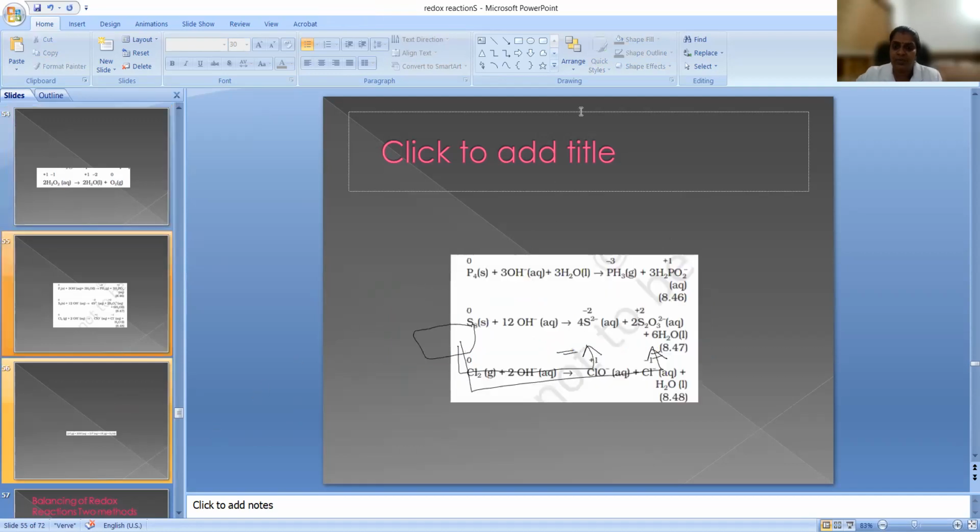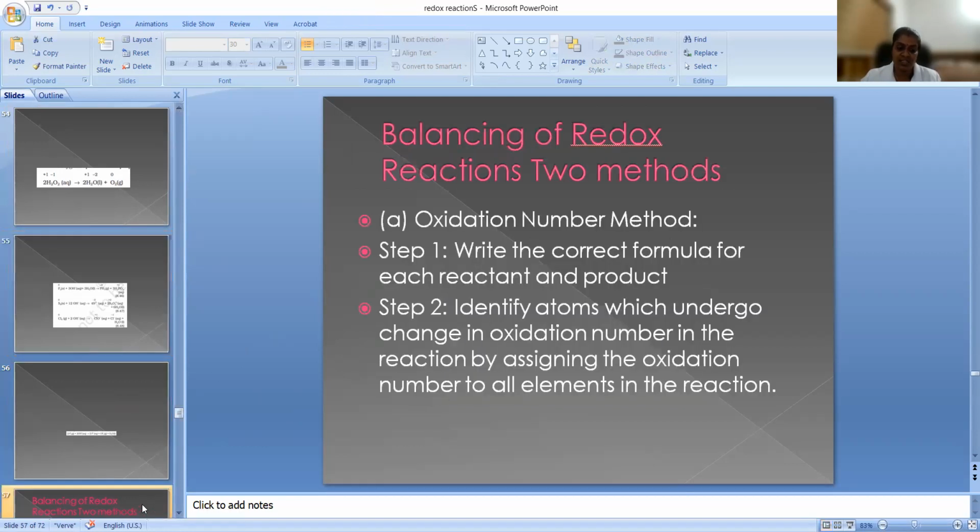Next examples of disproportionation reactions are phosphorus: 0 to PH3, where it is minus 3, and H2PO2 minus, where it has plus 1 oxidation number. So both reduction and oxidation. Sulfur, again, minus 2 here and plus 2 here, so both oxidation and reduction. Chlorine, plus 1 here, minus 1 here. So both oxidation and reduction take place in a particular reaction in the same species. That reaction is called a disproportionation reaction.